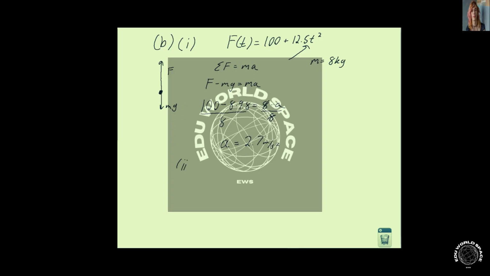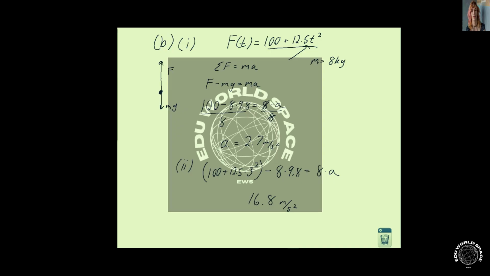For B2, they want to know what is the acceleration of the rocket now at 3 seconds. So the free body diagram and Newton's second law all look the same except our F, the magnitude of F, we're going to plug in 3 for t. So we're going to have, for F, 100 plus 12.5 times 3 squared, still minus the mg, 8 times 9.8, and that's still equal to ma, 8 times a. So again, we're going to solve for a, and we end up this time with 16.8 meters per second squared.